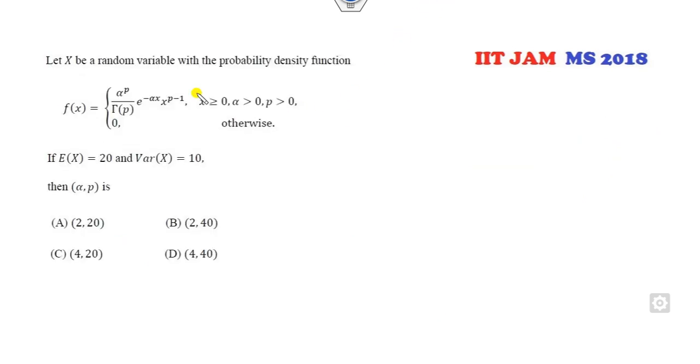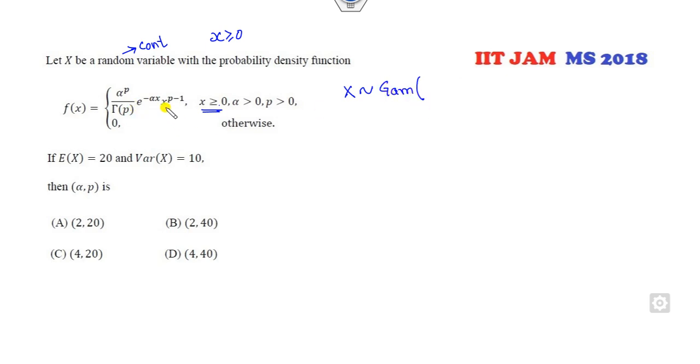Okay, look at this another one. X is a random variable. So clearly, it is a continuous random variable because x is greater than or equal to 0. Can you remember which distribution it follows? Yes, it is a gamma distribution.